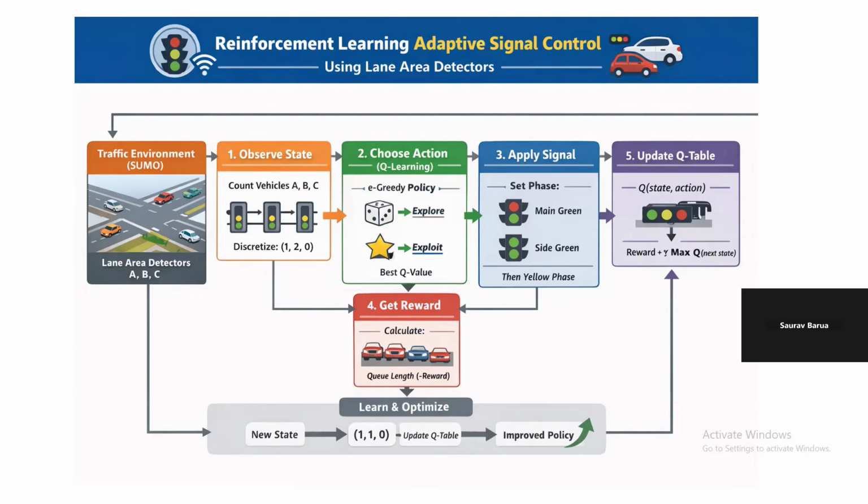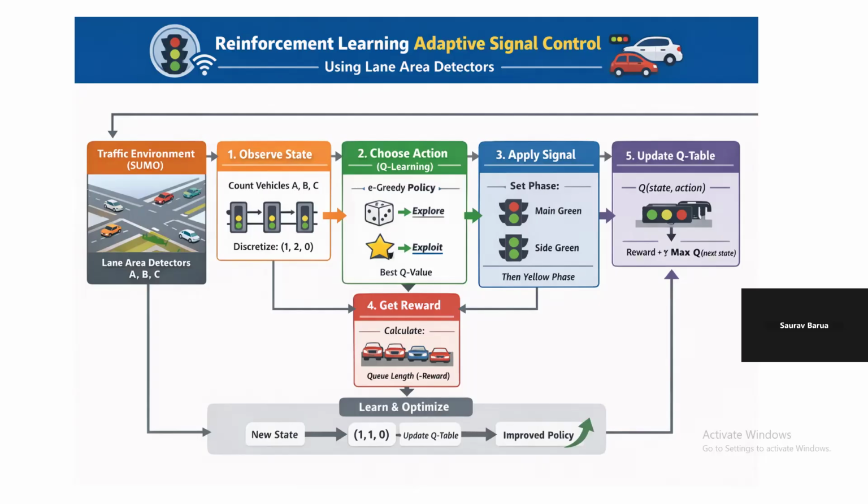For this, I use an epsilon greedy policy, that is, either explore or exploit. The best Q value is selected, then applied to the signal. Within that, there is a reward. Calculate the queue length; minus of queue length is the reward. Then apply it to main green or side green, main road or the side road.